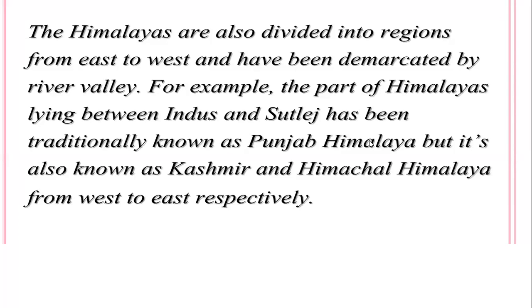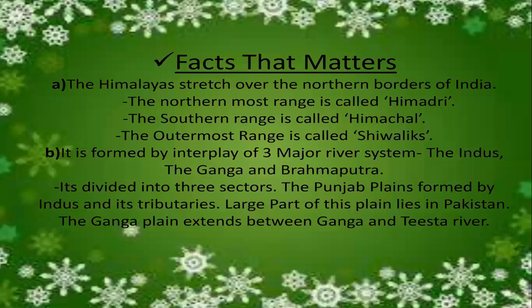So these were the divisions of Himalayas on the basis of river valleys. So the Himalayas stretch over the northern borders of India. The northernmost range is called Himadri. The middle range is called Himachal. The outermost or the southernmost range is called Shivalik. It is formed by the interplay of three major river systems, the Indus, the Ganga, and the Brahmaputra. It's divided into three sections.